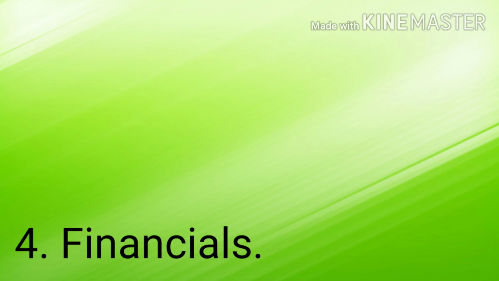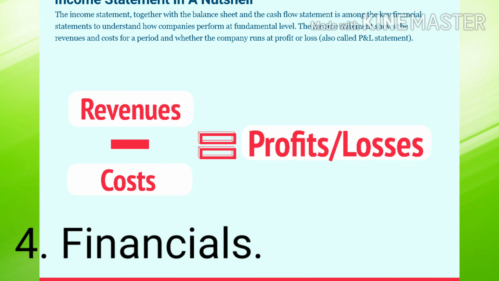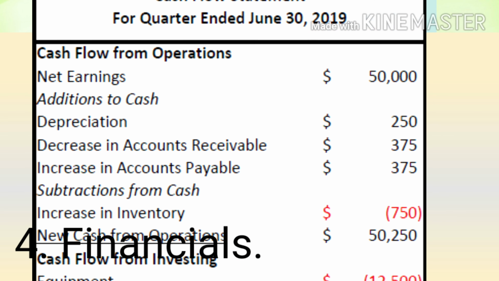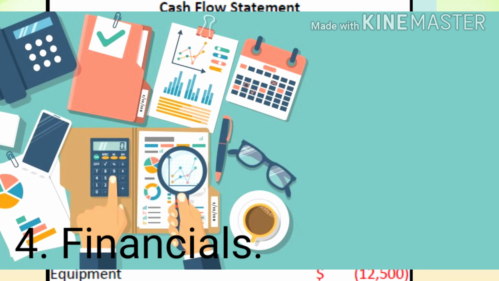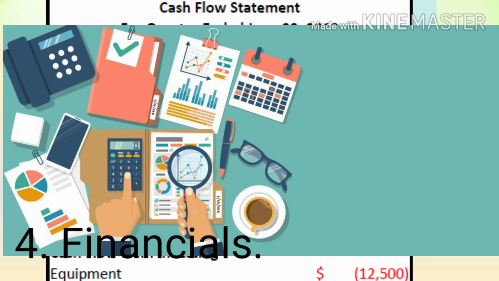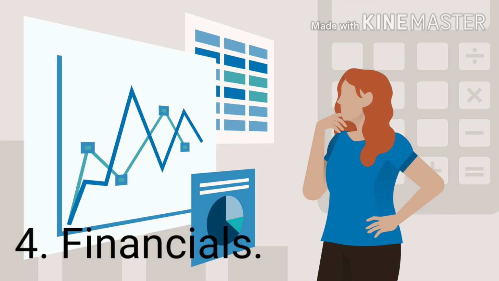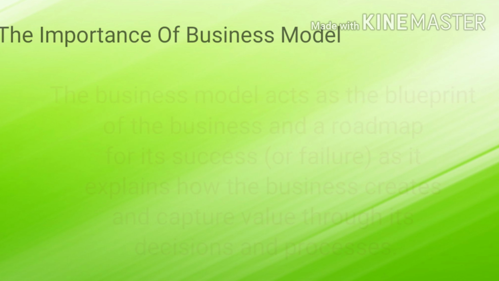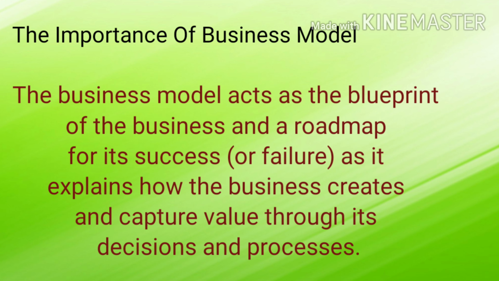Lastly is the financials. If you own an existing business, you need to have income statements, balance sheets, and cash flow statements. No matter how established your business, you need to provide a 5-year forecast that includes projected income statements. The business model acts as the blueprint of the business and the roadmap for its success, as it explains how the business creates and captures value through its decisions and processes.